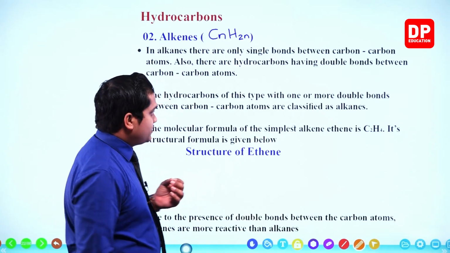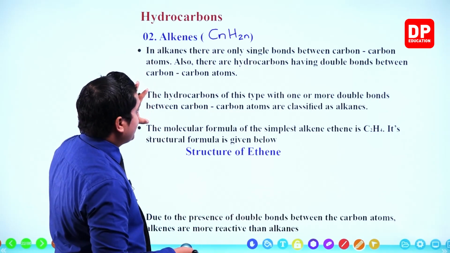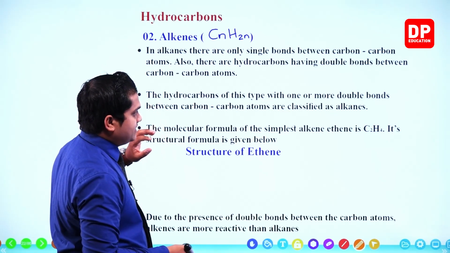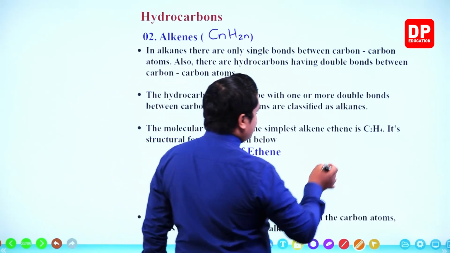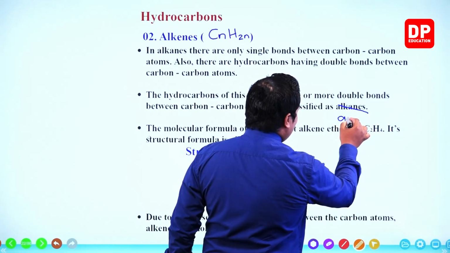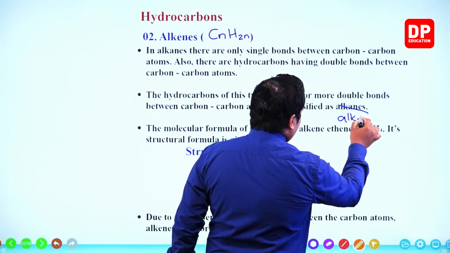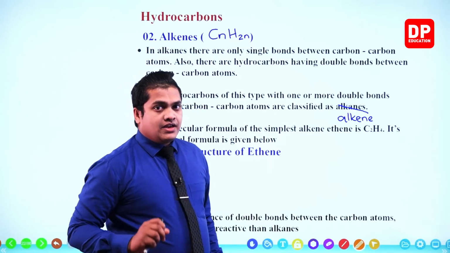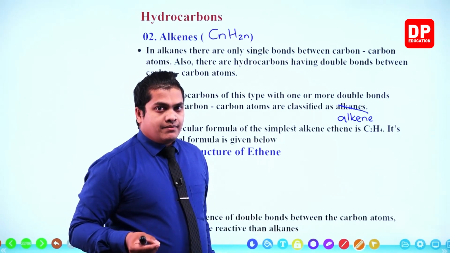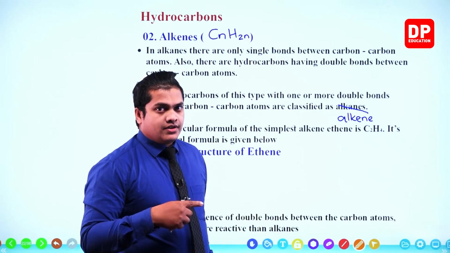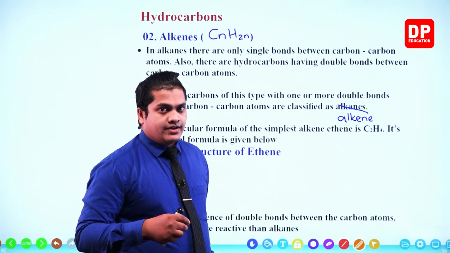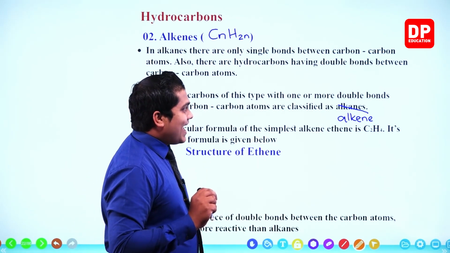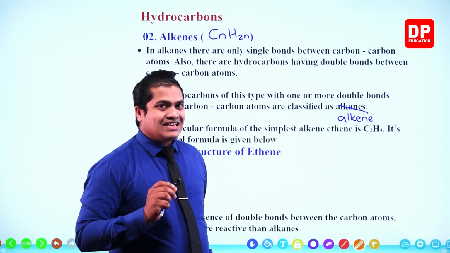They're saying that the hydrocarbons of this type with one or more double bonds between carbon-carbon atoms are classified as alkanes. However, it's not alkanes, my dear children, it should be alkenes. Most of the time, if you have newer editions, you can observe the word alkene, because they have recorrected it. However, in the older version, it is given as alkane, not alkene.